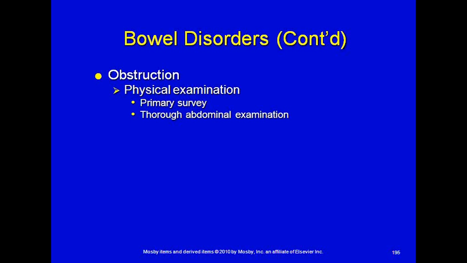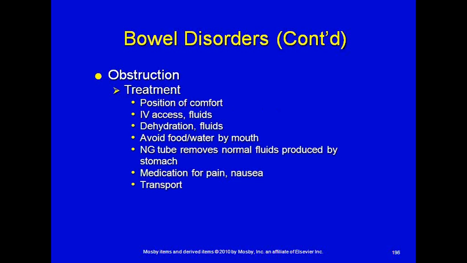Physical exam, you're going to do a primary survey, and then once there are no immediate life threats, you're going to do a thorough abdominal exam. Put them in a position of comfort, give them IV access, replace fluids if they've had lots of vomiting. Look for dehydration, and again, if they are, give them fluids. Avoid food and water by mouth if the bowel is obstructed. We just don't want to put any more in there until the obstruction is open.